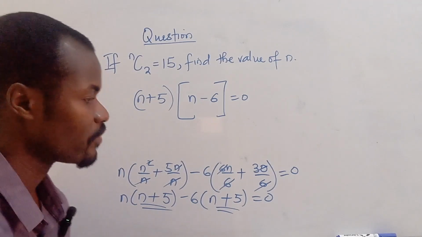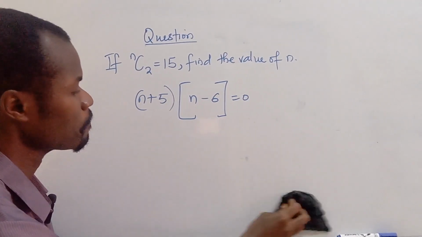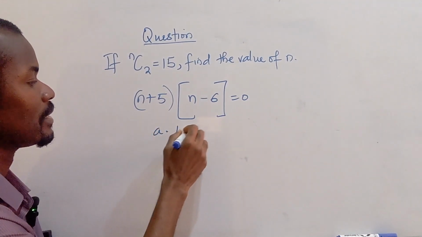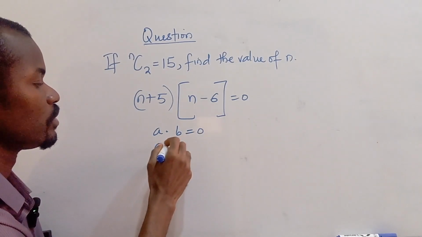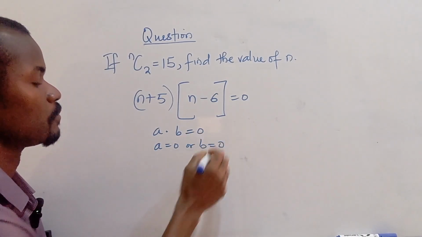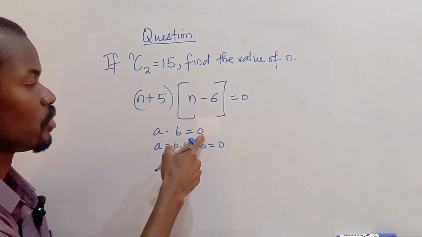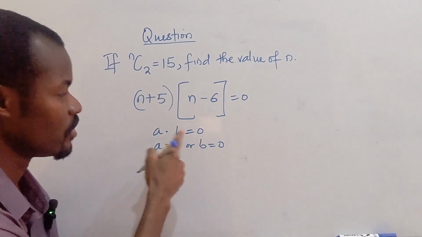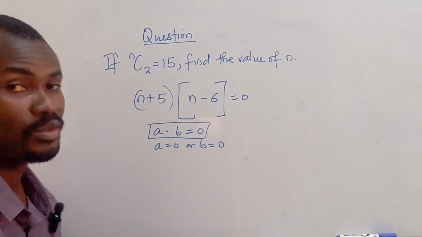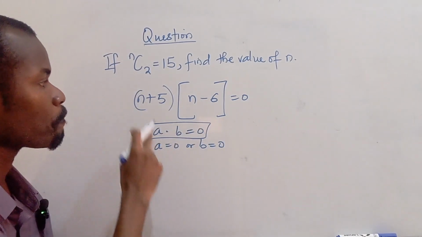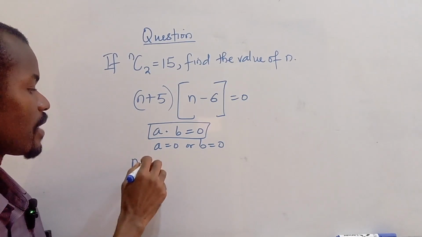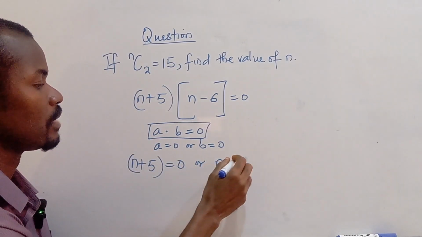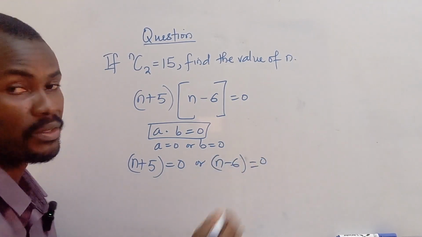Now, from this point, you have to remember that when you have a multiplied by b is equal to 0, it means that a should be 0 or b should be 0. 0 times b is 0, or a times 0 is 0. So either a or b should be 0 for this to be equal. So we have n plus 5, which is like our a, should be equal to 0, or n minus 6 is equal to 0.